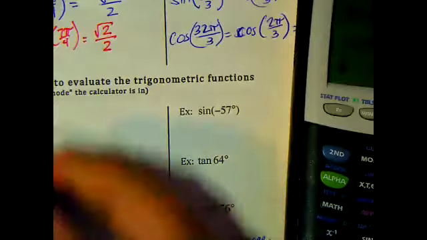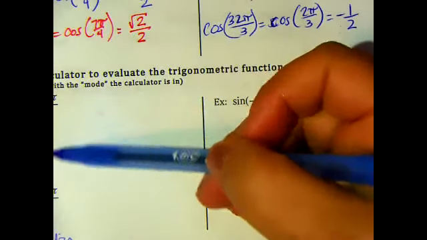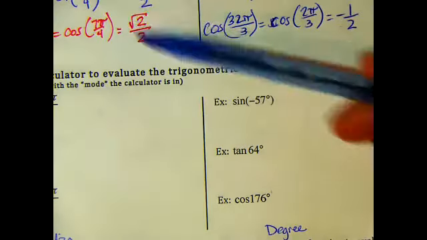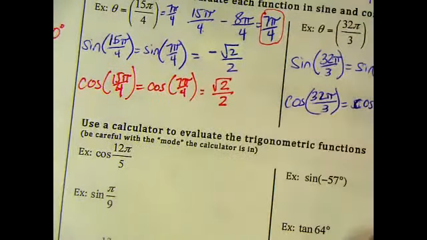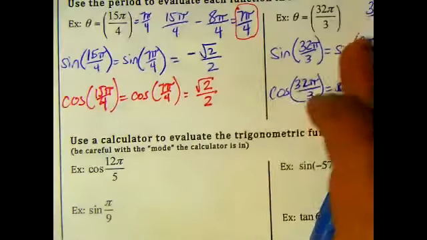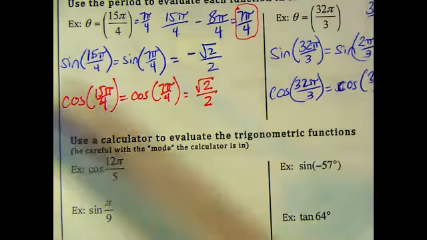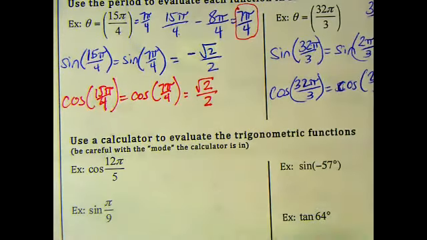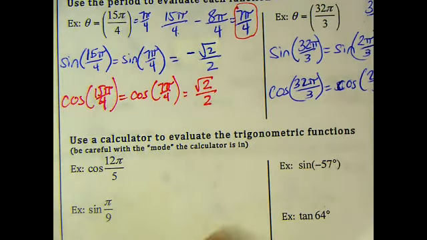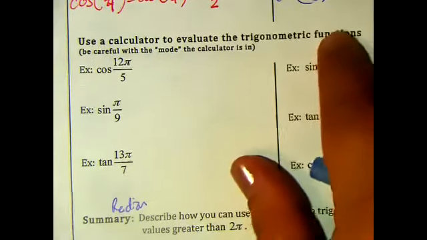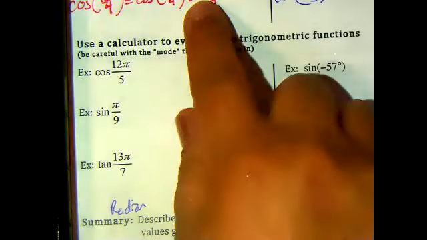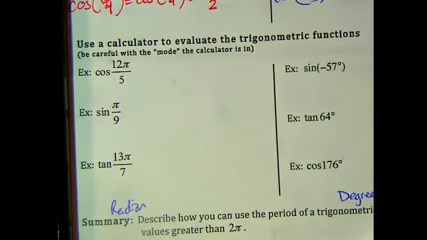I would suggest maybe doing these first, right? Notice these are not our perfect angles, the angles that we recognize from our unit circle, like 2 pi over 3 or pi over 2 or 7 pi over 4. Those are all angles that are on our unit circle. These are not: 12 pi over 5, pi over 9, 13 pi over 7. And so we can get decimals for these. We're not going to get exact values like the ones we were doing up here.